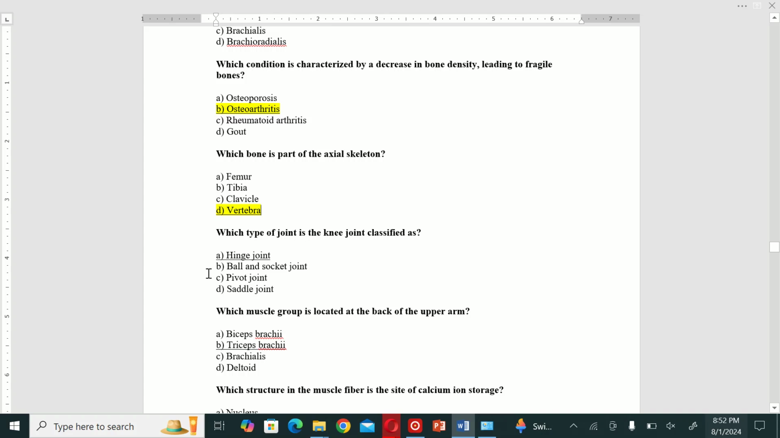The next MCQ is: which type of joint is the knee joint classified as? A. Hinge joint, B. Ball and socket joint, C. Pivot joint, and D. Saddle joint. So the correct option is A.